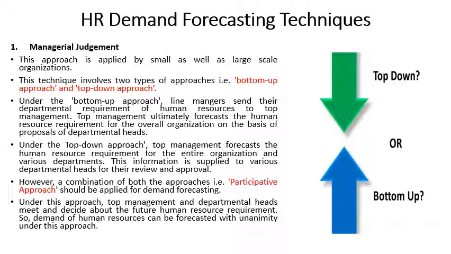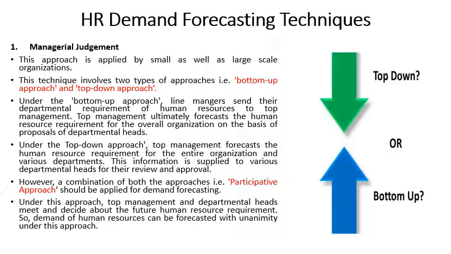As the name itself suggests, the estimation will be totally based upon the judgments of managers from middle and top level. Here the estimation will be decided by either of two approaches, bottom up approach or top down approach. In the bottom up approach, the line managers will send their departmental requirement of human resources to top management. The line managers or departmental managers will estimate their departmental human resource requirement, and they will submit it to the top level.